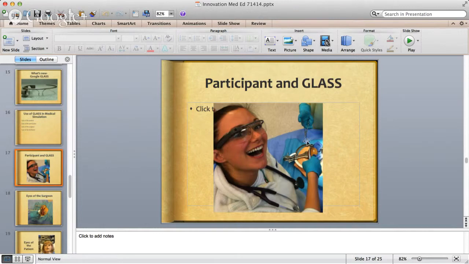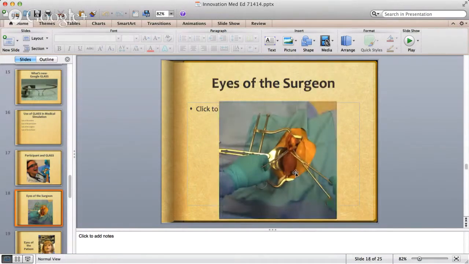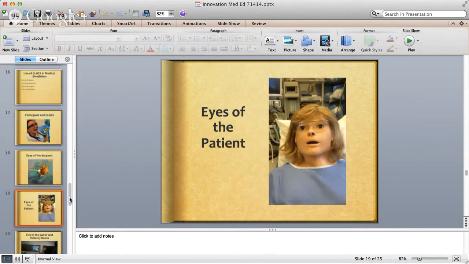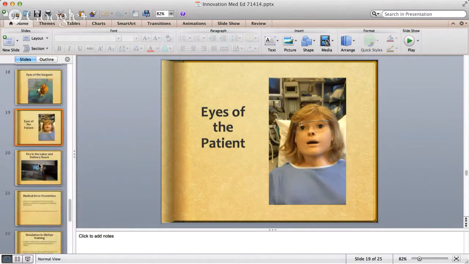She's removing one of the dermoids that we talked about, and I think it's obvious she's enjoying the simulation experience. Here's a view from the glasses on the surgeon, and the surgeon's getting ready to cut away the ectopic pregnancy that has a clamp on it. And then here's eyes of the patient. So there's Chloe again with her glasses on.